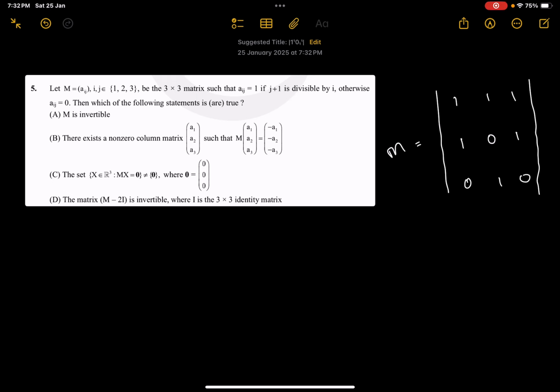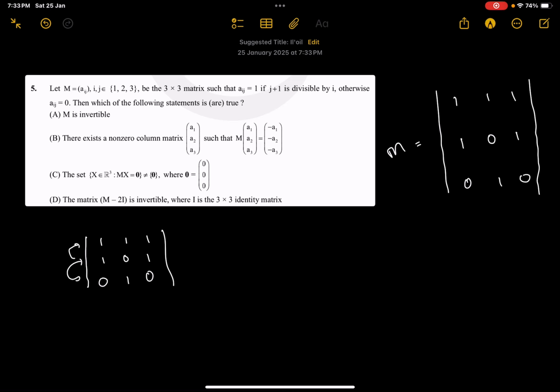Now let's start with option A. This is 1 1 1, 1 0 1, 0 1 0. So as the second and third row added gives us the first row, that is r1 equals r2 plus r3. So the matrix M is not invertible. Determinant of M is 0. So A option is wrong.